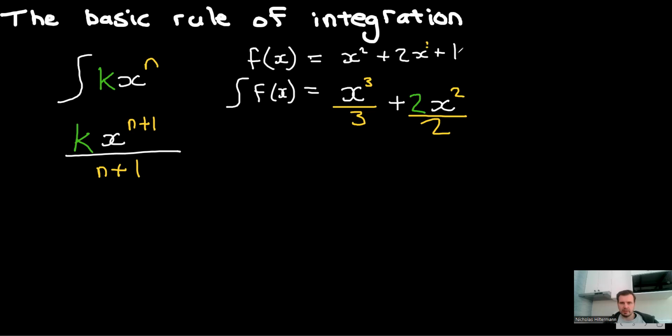Then the 1: anything without an x, you could think of as being x to the 0, because x to the 0 is 1. So if there's basically no x, what I do is I just pop an x on. So it actually just becomes plus x.